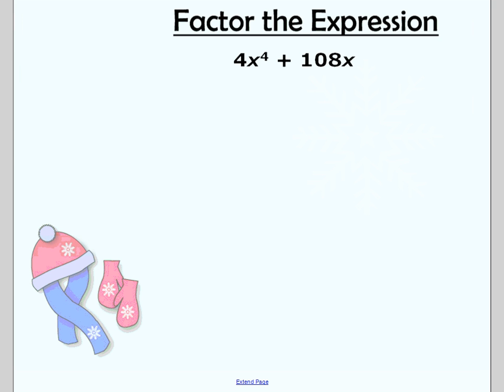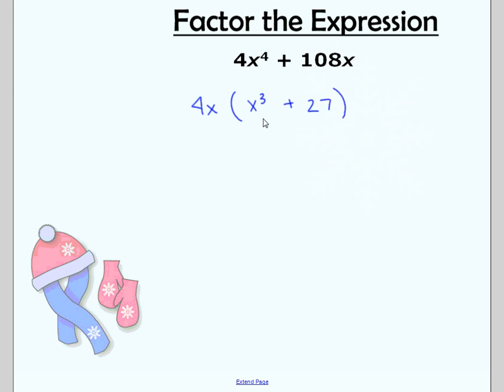So we're going to go through a couple of examples. The first thing that we always want to look for whenever we're factoring anything is to look for a greatest common factor, or GCF. In this example, our GCF is going to be 4x. 4 goes into each of these evenly, and they each have 1x. So I'm going to factor out a 4x. What I'm left with is x to the third plus 27.